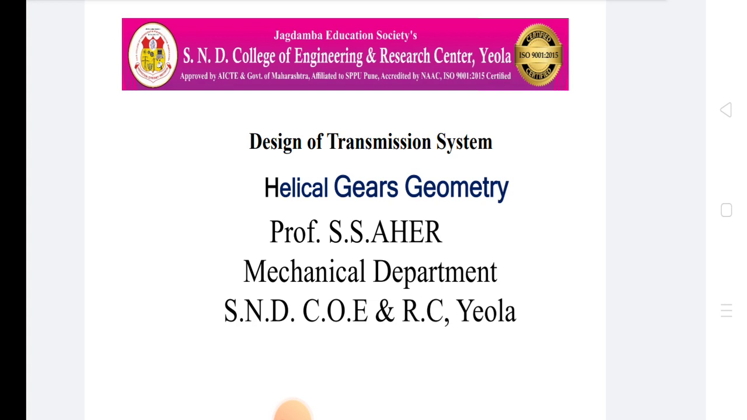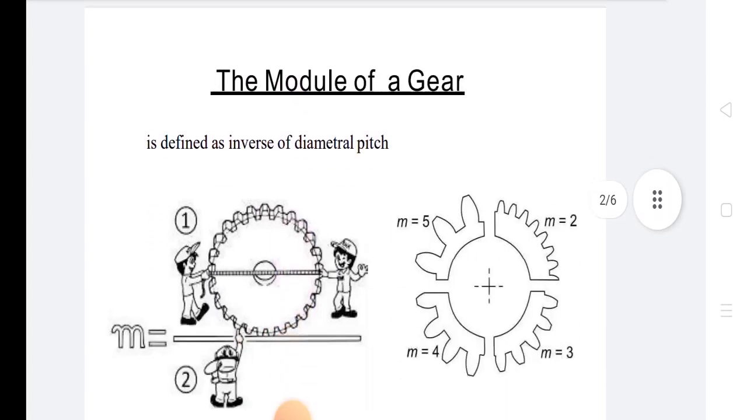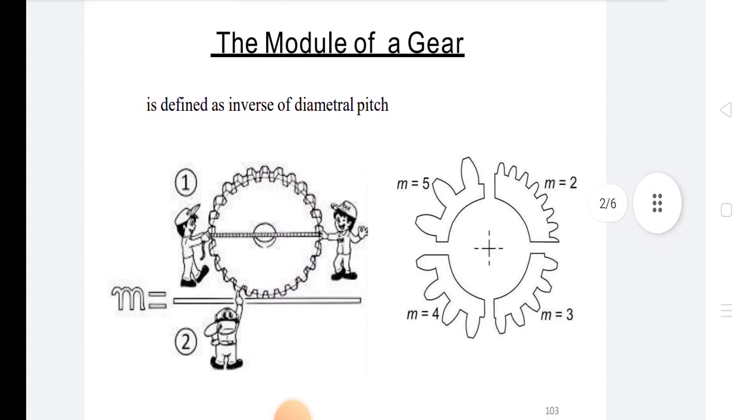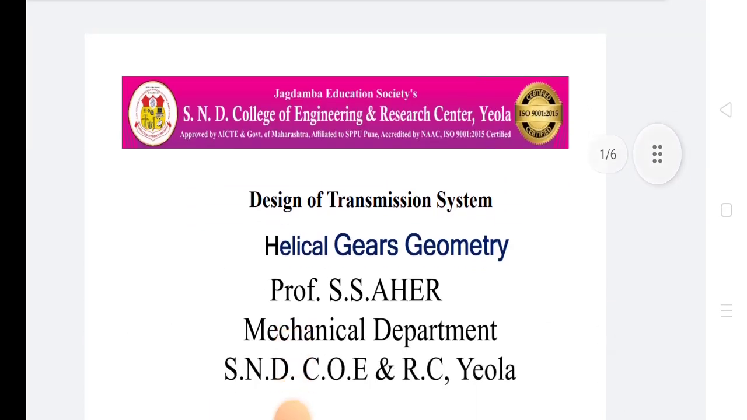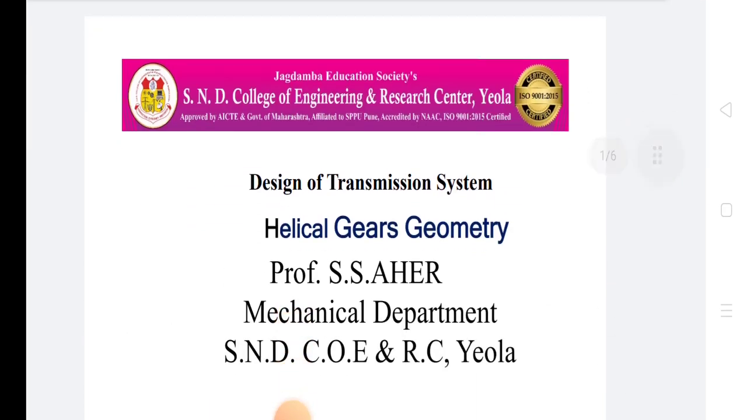For example, a right hand pinion meshes with a left hand gear. In a spur gear pair, the contact between the two meshing teeth is theoretically a line contact, which results in impact, due to which it generates noise and higher dynamic load at high pitch line velocities.